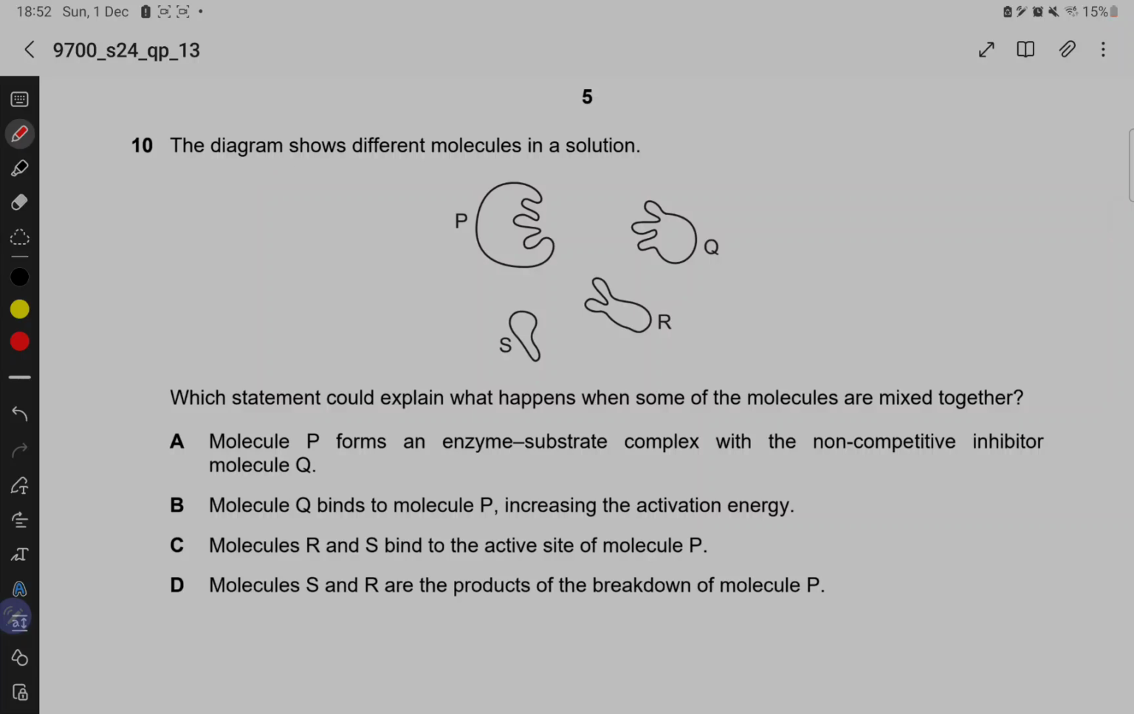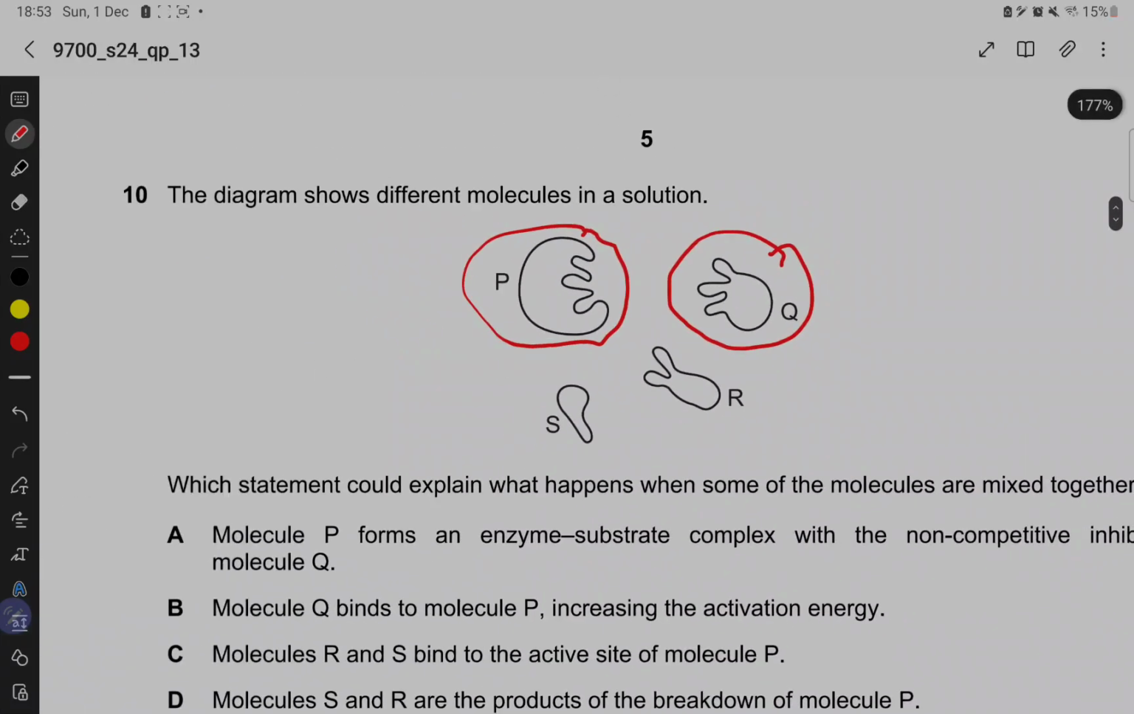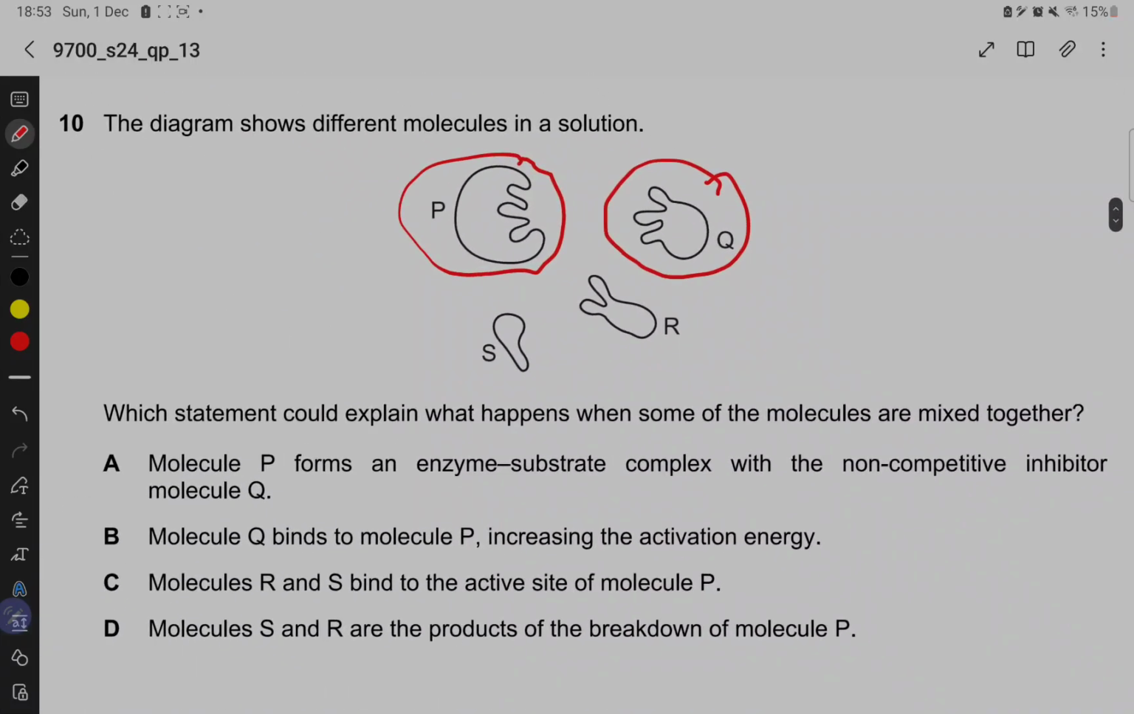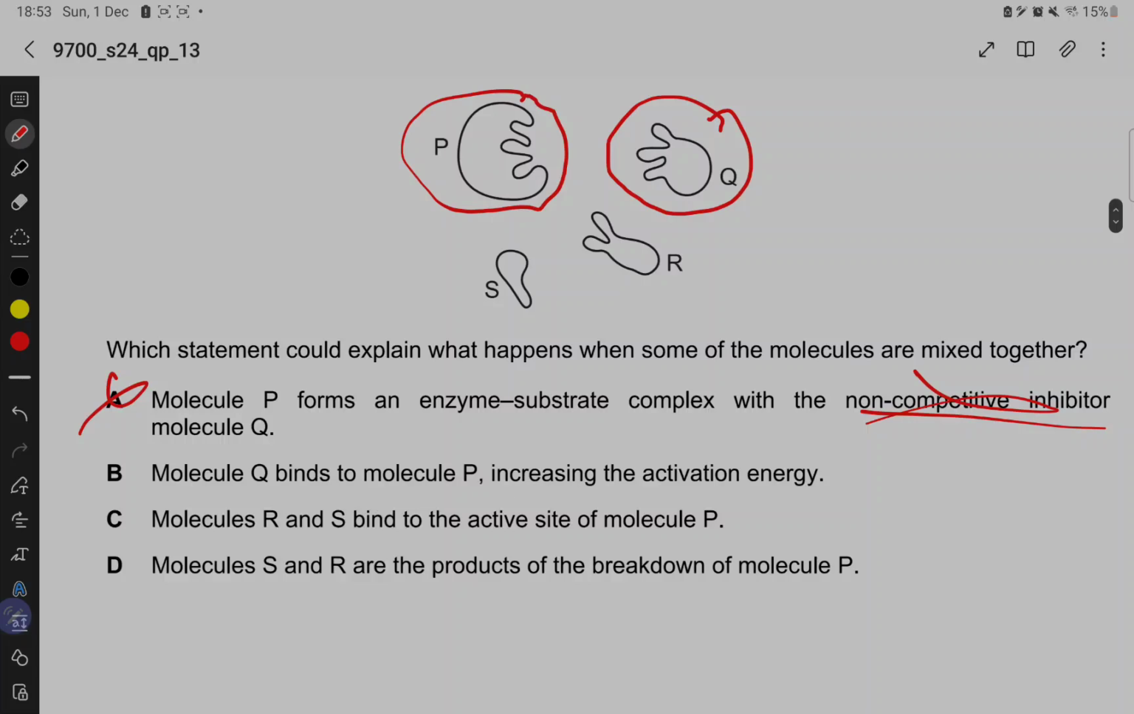Diagram shows different molecules in a solution. Which statement could explain what happens when some of the molecules are mixed together? So Q is the substrate, P is the enzyme. So A is wrong. It's not. It's the enzyme. This is the substrate, not the inhibitor. Molecule Q. Nope. Because this is talking about catalysts. None of these are catalysts. Oh, Q is not the catalyst. P is the biological catalyst.